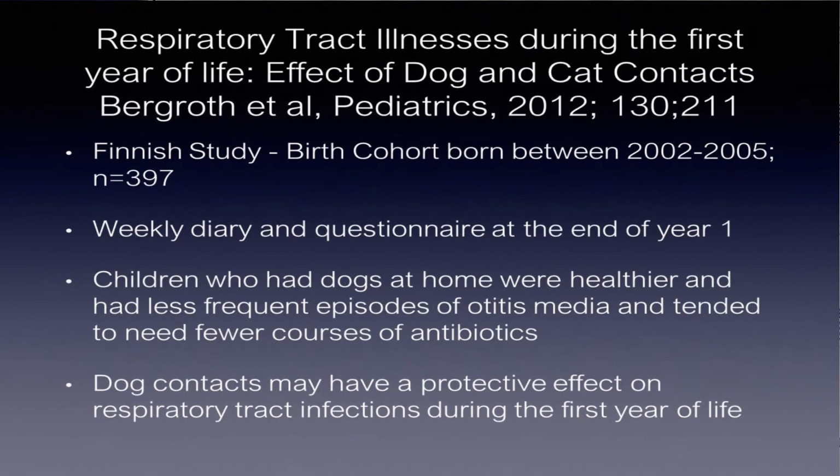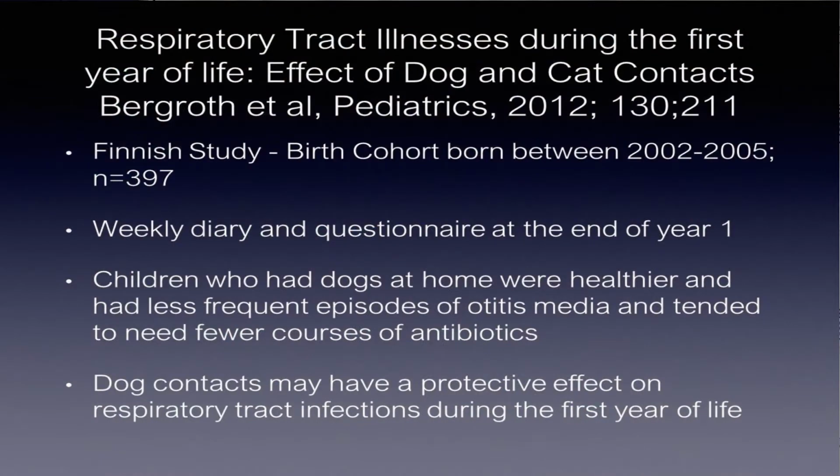Well, in 2012, Bergroth et al. looked at respiratory tract illnesses during the first year of life and the effect of dog and cat contact. This was a Finnish study. They looked at a birth cohort born between 2002 and 2005 with 397 subjects. They asked the parents to keep a weekly diary, and they were also given a questionnaire at the end of year 1. They found that children who had dogs at home were healthier. They had less frequent episodes of otitis media and tended to need fewer courses of antibiotics. From this, they concluded that dog contact may have a protective effect on respiratory tract infections during the first year of life.